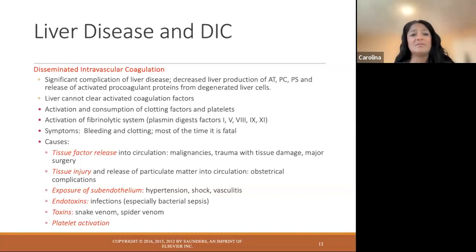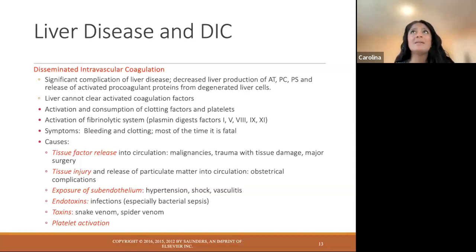Also, there's activation and consumption of clotting factors and platelets. So you'll see lots of factors become consumed in the clot. Platelets can get consumed in the clot. There's the activation of the fibrinolytic system, in which plasmin digests the clot, right? So there is constant activation of fibrinolysis as well. So in DIC that is related to liver disease, we see bleeding and clotting, okay? And most of the time, this is fatal, all right?